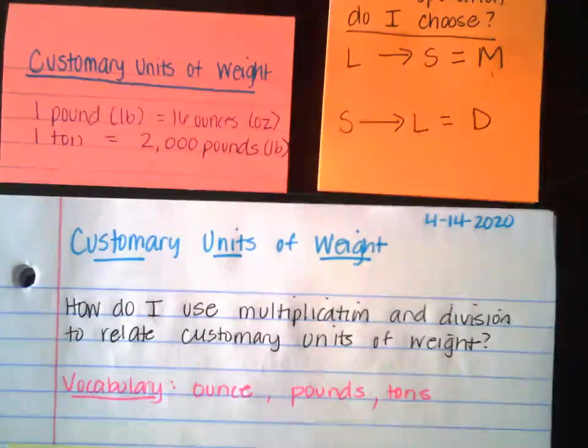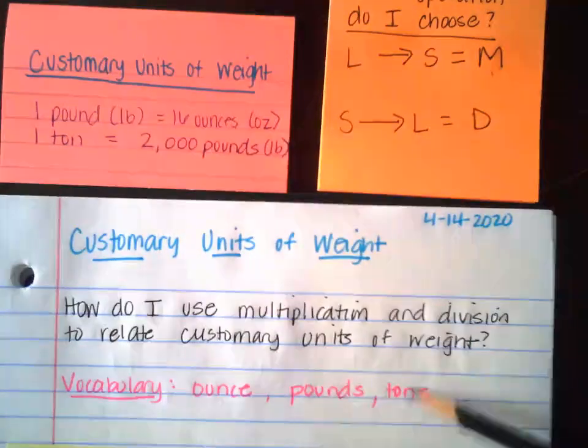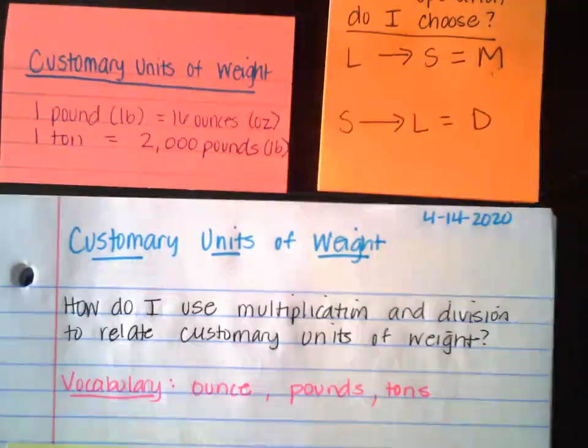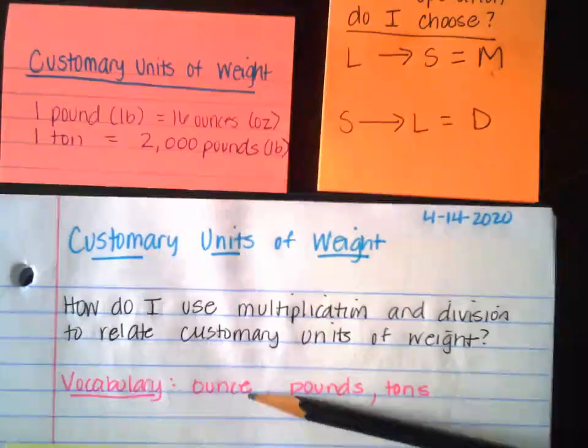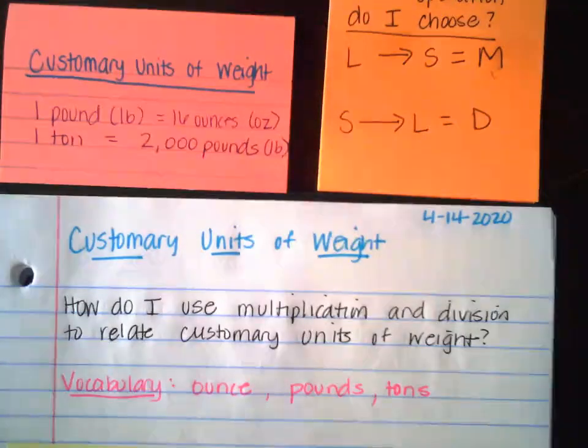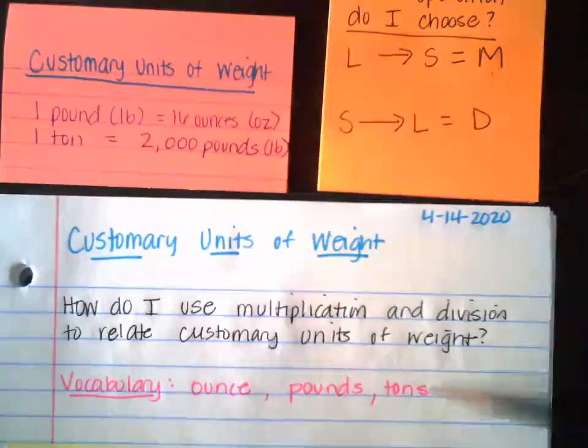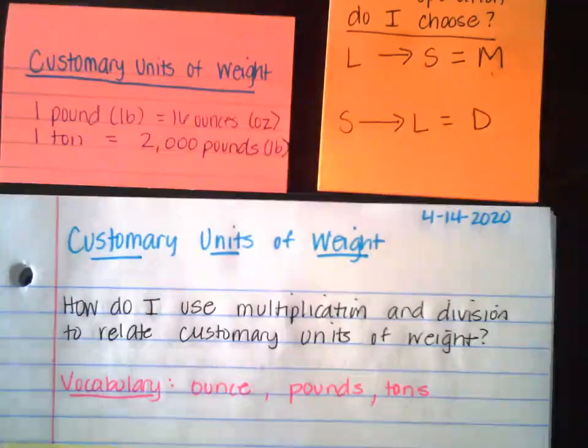When babies are born, you will oftentimes hear the baby was 6 pounds, 4 ounces. So we use these three units in order to measure the weight of things. Ounces would be used to measure things that are lighter, less than a pound. Tons would be used to measure things that are much heavier, like cars, vans, elephants, things like that. Okay, so that's the vocabulary you need to know.